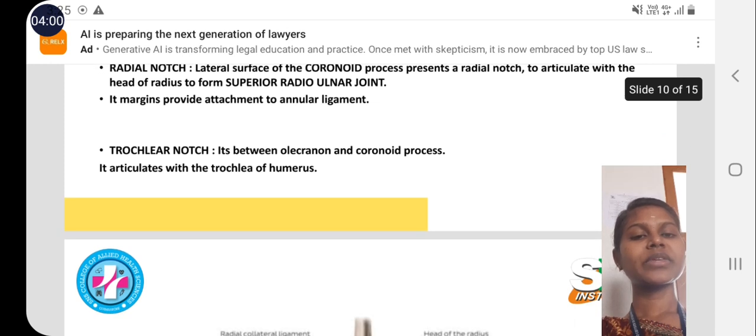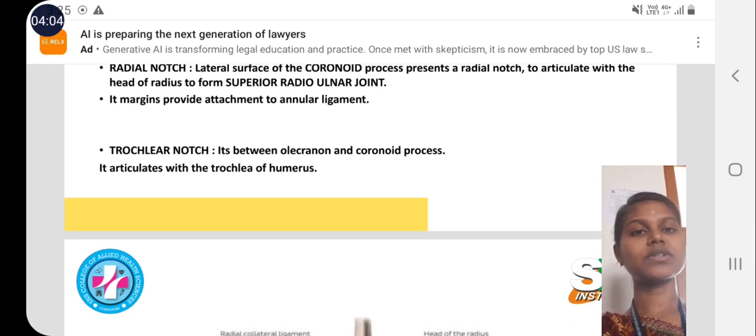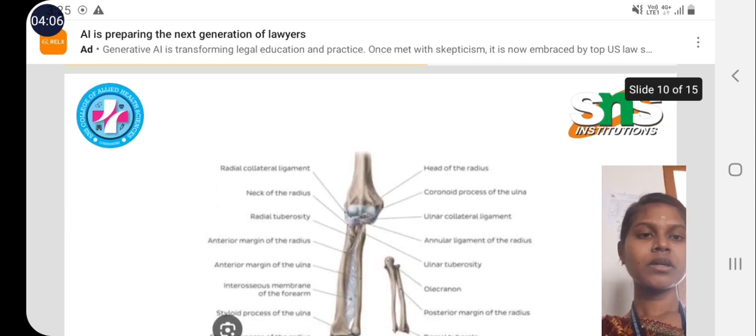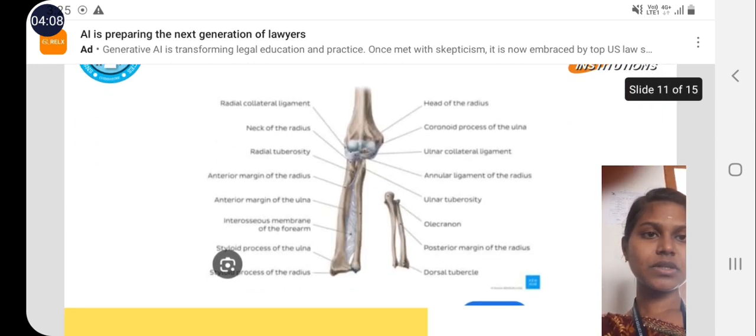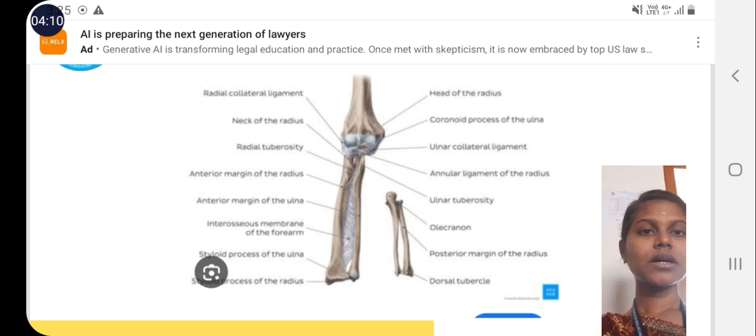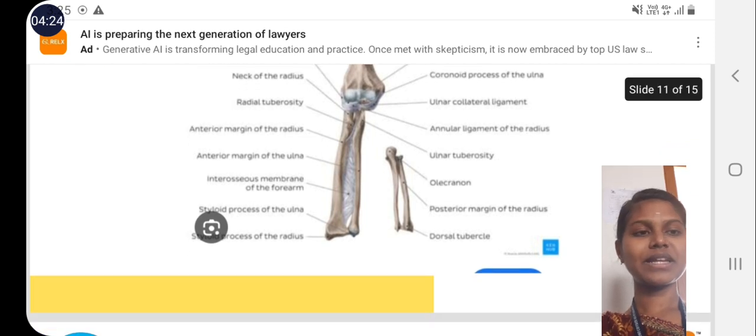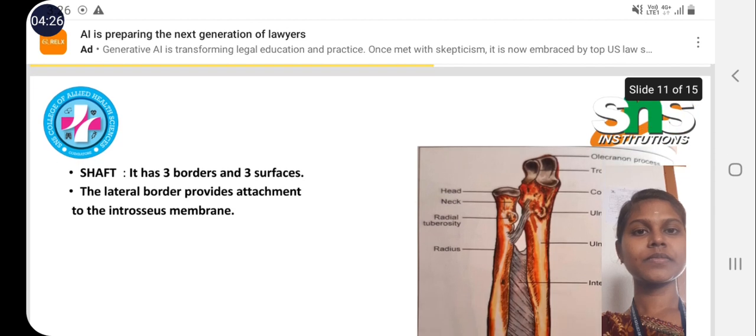Trochlear notch. It's between olecranon and coronoid process. It articulates with the trochlea of humerus. Now this picture shows the presence of the head of radius, radial tuberosity and interosseous membrane, styloid process and Lister's tubercle, both radius and ulnar bones.